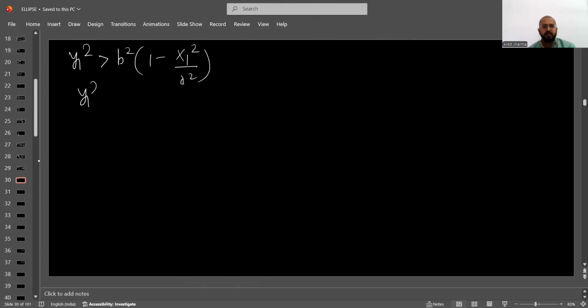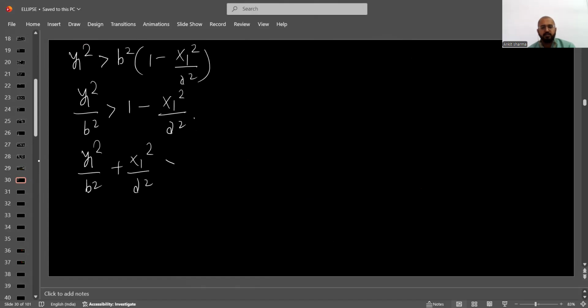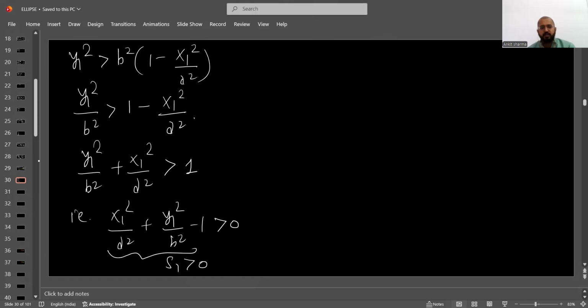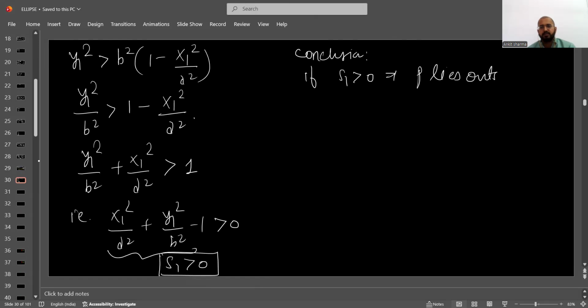We can transfer this b square here. So I have y1 square over b square is more than 1 minus x1 square over a square. Now I'll transfer this to this side. So I have y1 square by b square plus x1 square over a square is more than 1. That is, x1 square by a square plus y1 square by b square minus 1 is positive. This is nothing but S1. So the conclusion is, if S1 is positive, P lies outside the ellipse.